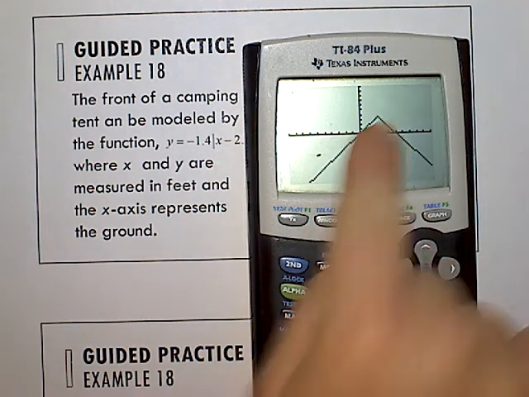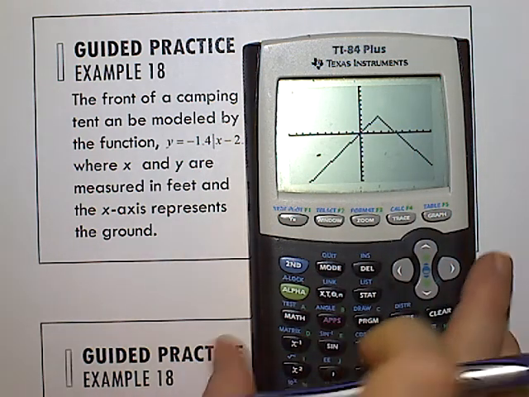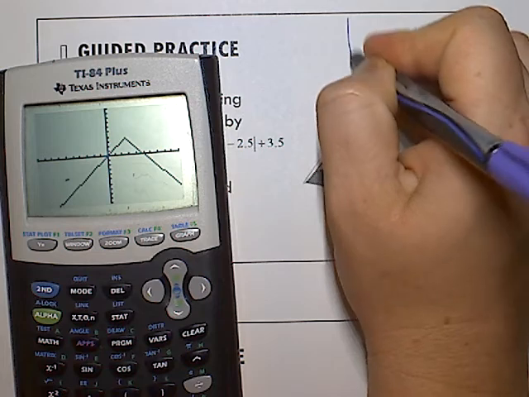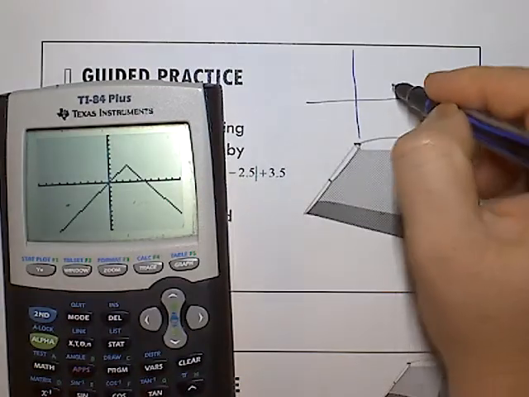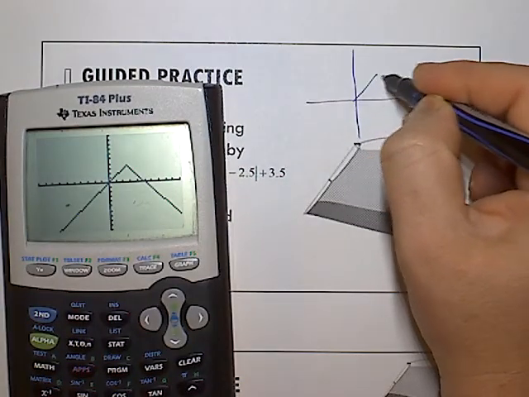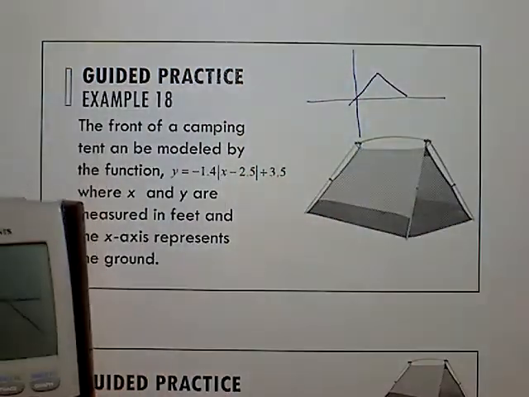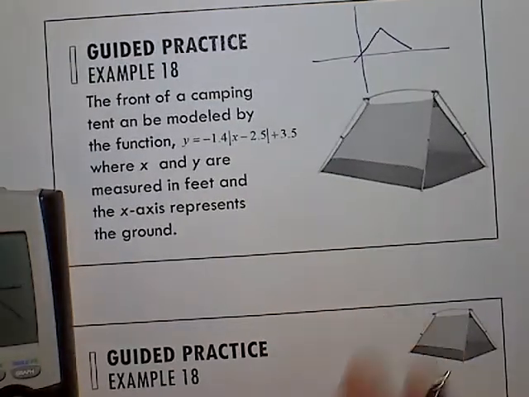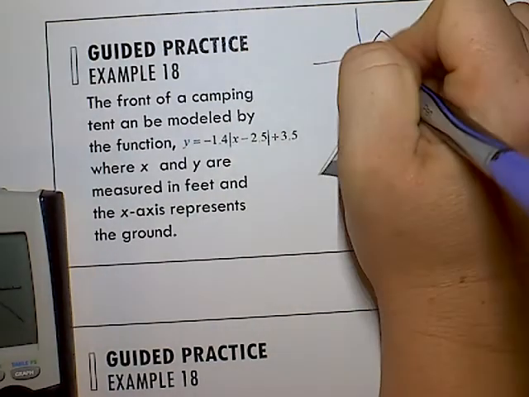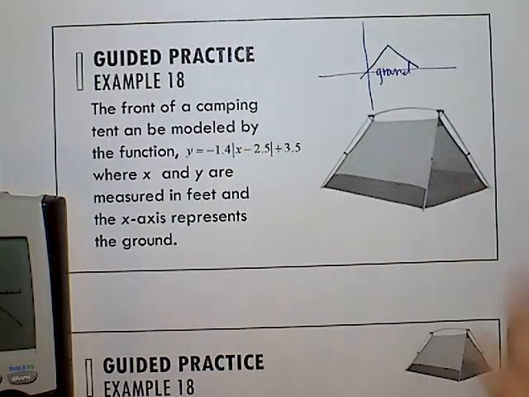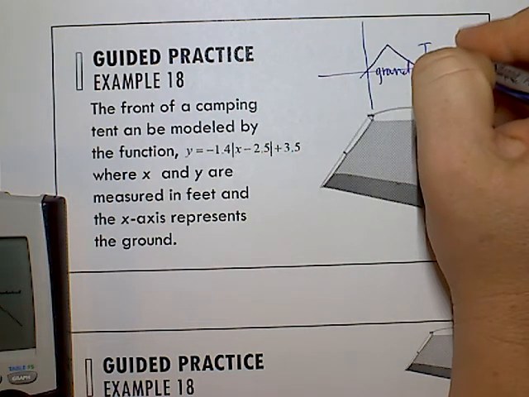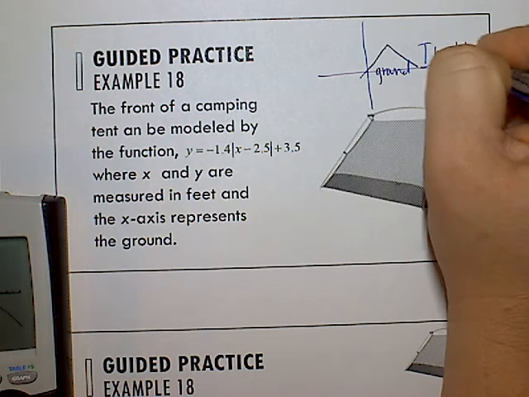Okay, so this is what we have. I want you to draw a picture with me. Very simple. Here's my XY axis. It goes up like this, and then it goes like this. This represents our tent. Now, it tells us in this problem that the x-axis is the ground, so I'm going to write down ground. And we know that the y represents the height of the tent.